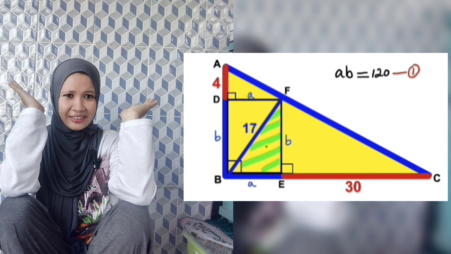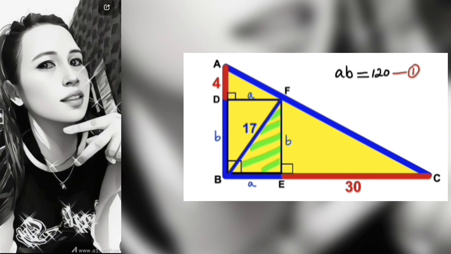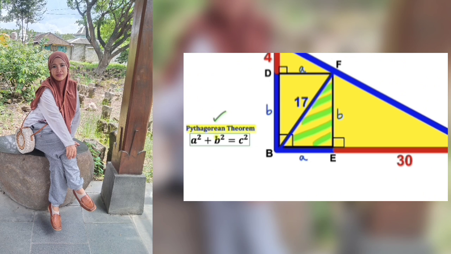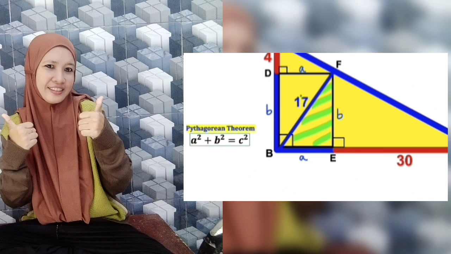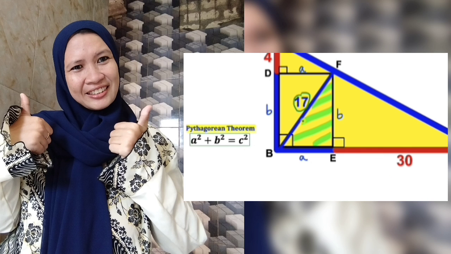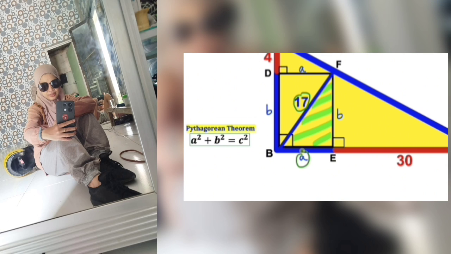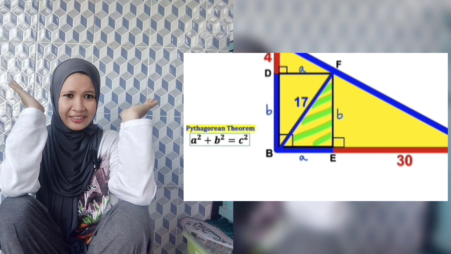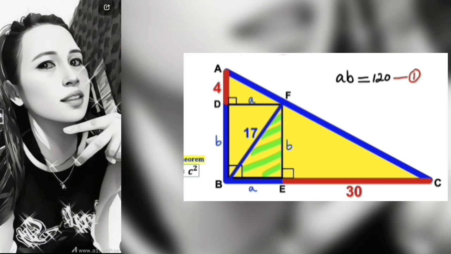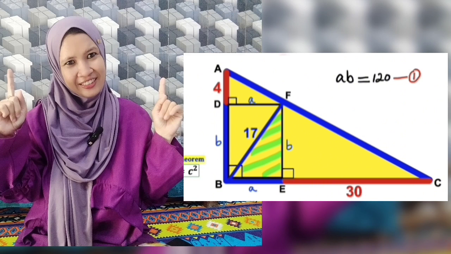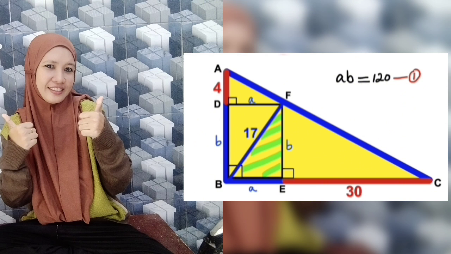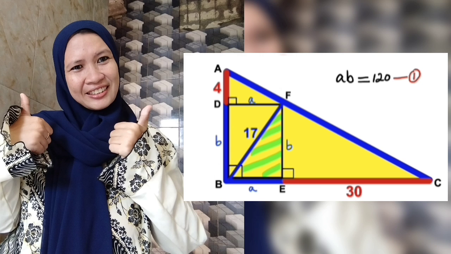And now let's focus on this right triangle FEB, and we are going to apply the Pythagorean theorem on this triangle. And here's our Pythagorean theorem: a square plus b square equal to c square. And in our case, the hypotenuse of this triangle is 17, whereas our two other legs are lowercase a and lowercase b. So let's go ahead and fill in the blanks in this Pythagorean formula. So we got a square plus b square equal to our hypotenuse, 17 square. And I'm going to label this one as our equation number 2.